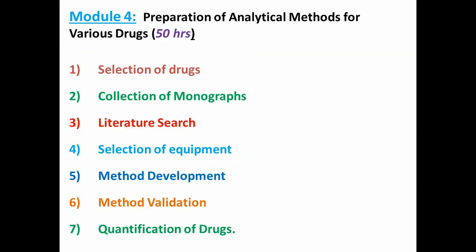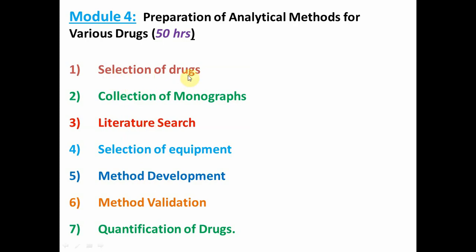The next module 4 is preparation of analytical methods for various drugs. 50 hours are allocated for module 4, which includes first the selection of drugs. You have to select the drugs. For that, we have to search the new approved drugs on the FDA site. Then collection of monographs, then literature search, that is literature review. Then selection of equipment, then method development.